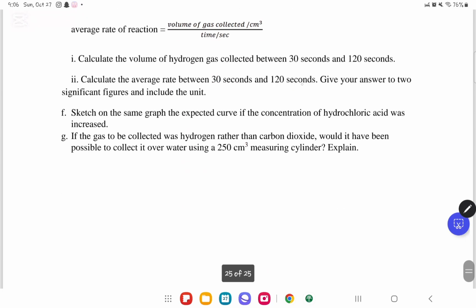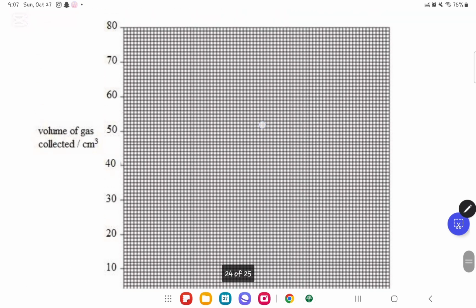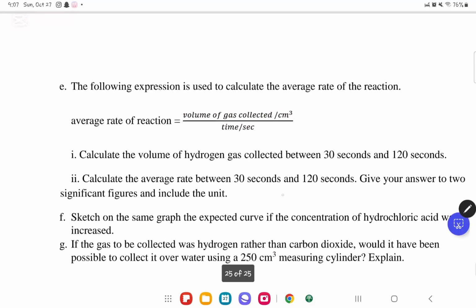That's part D finished. Now finally we reach the last questions. So E, part I: calculate the volume of hydrogen gas collected between 30 seconds and 120 seconds. Between 30 and 120 seconds. Actually, it's very simple. First of all, we're going to find the average rate of reaction.